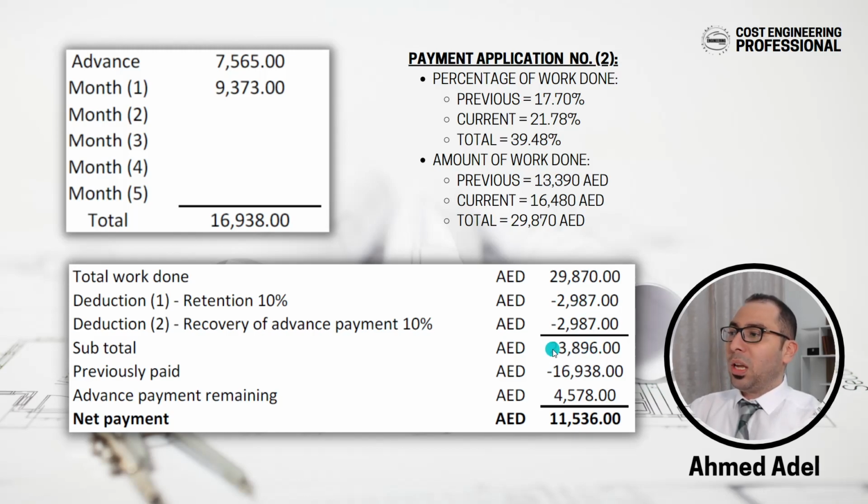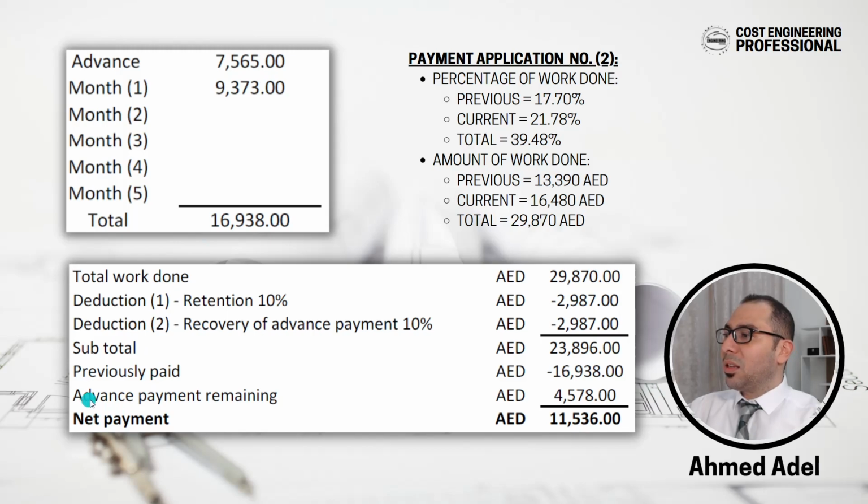Very good. Okay, out of 23,000, how much did I pay before? I paid before 16,900. So I'll deduct that as previously paid. But be careful, because the 16,900 includes the full advance payment, and I don't want to deduct the full advance payment because I am recovering it in steps.